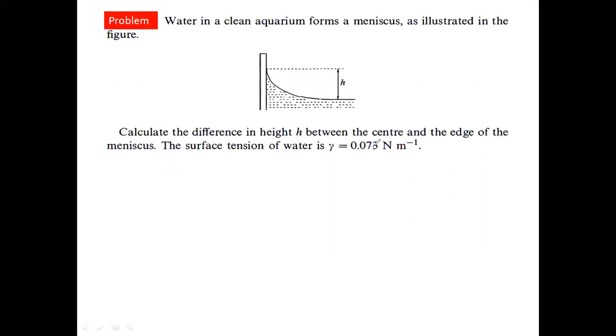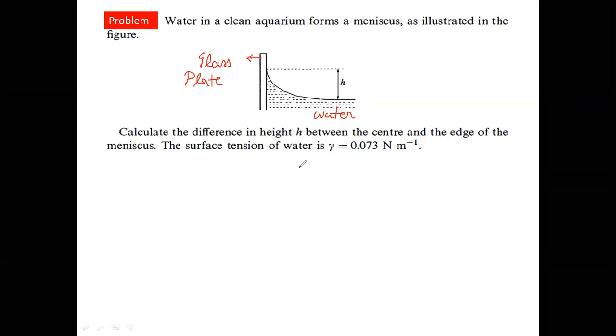Surface tension is given there, right? Which means here you have a glass plate, because the walls of an aquarium are normally made of glass. So this is a glass plate. Water is filled in that aquarium, and due to surface tension there is some meniscus formed.